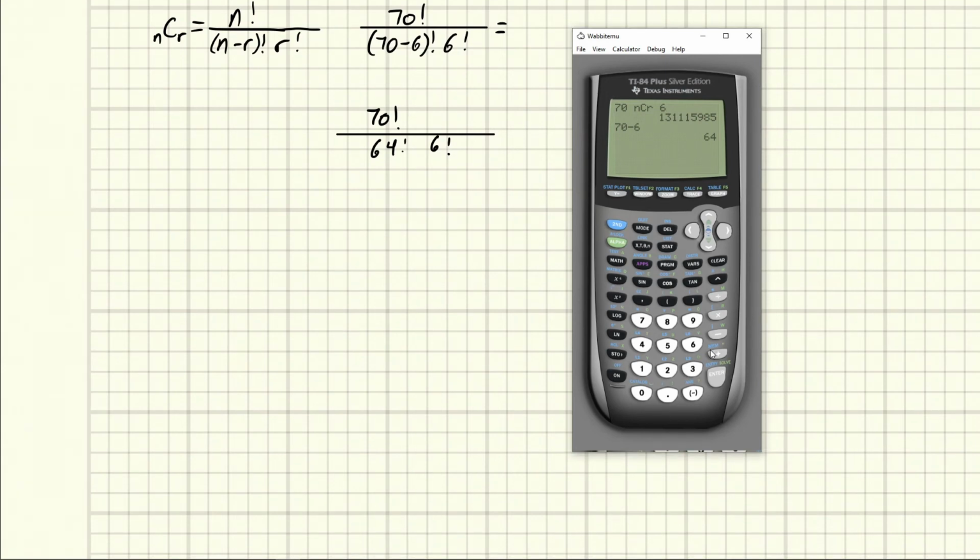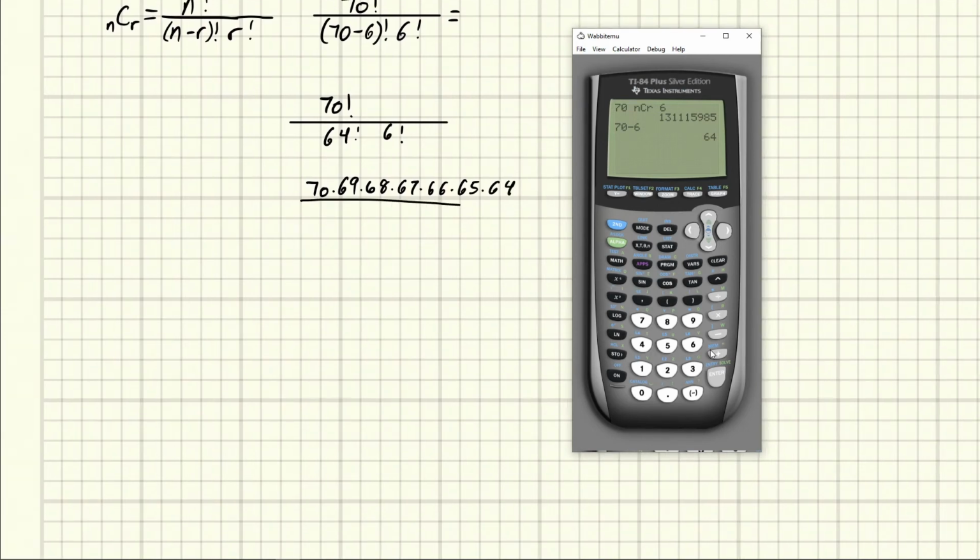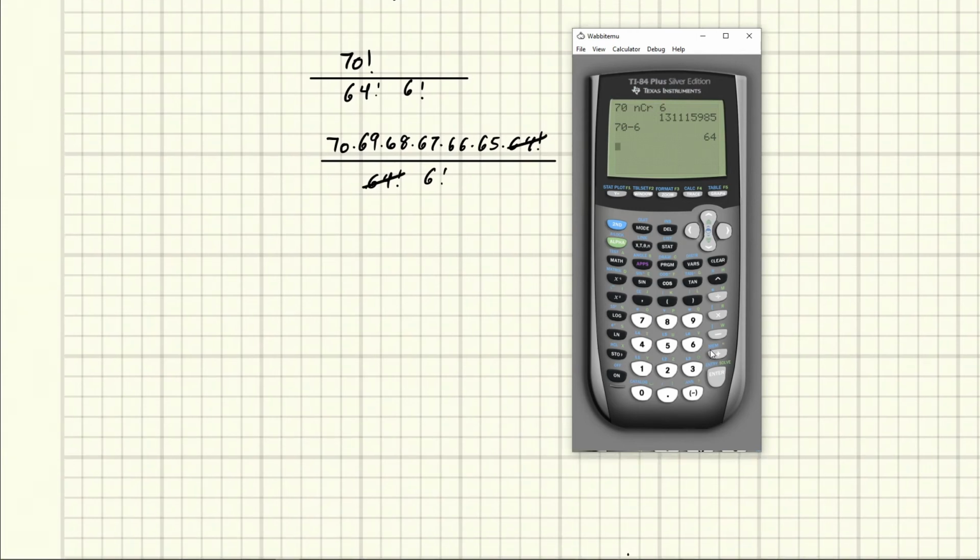So we could go 70 times 69 times, we're just writing the factorial out, 68, 67, 66, 65, 64. But we want to stop at 64, right? We don't want to write all of it. So we're going to say, well, if we were to keep going, it would still just be 64 factorial. We just happen to stop at 64. Now this lines up really nicely with this 64 factorial, and they simplify away. And we're left with this on top and this on bottom, which we can put in the calculator.